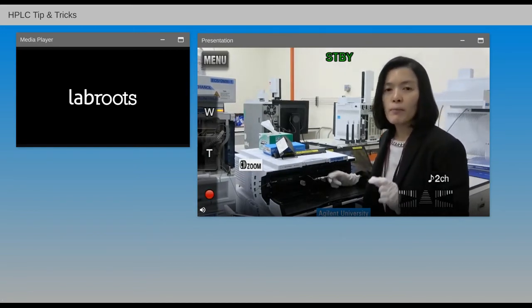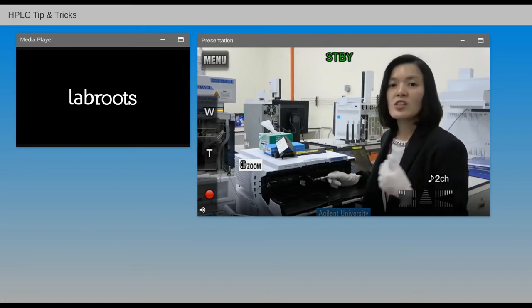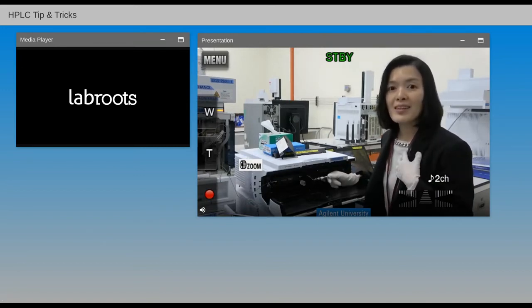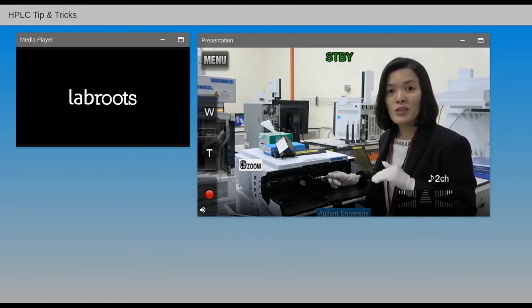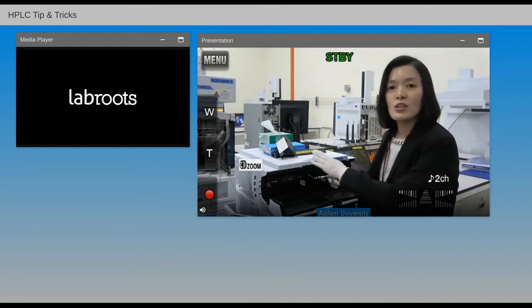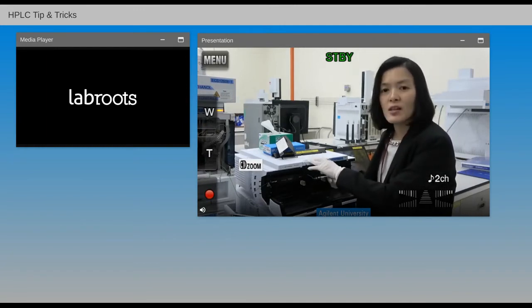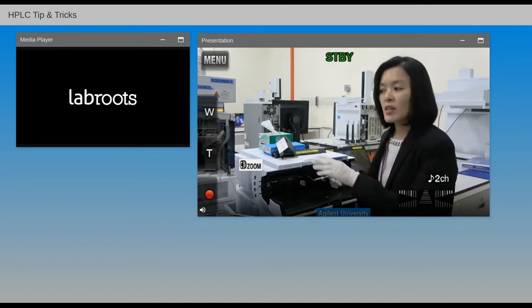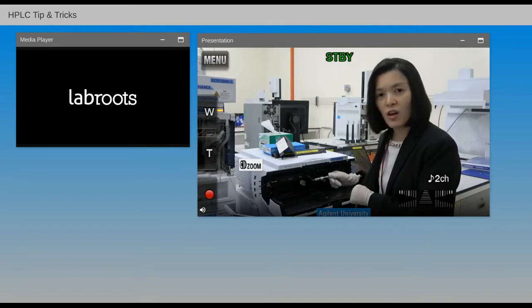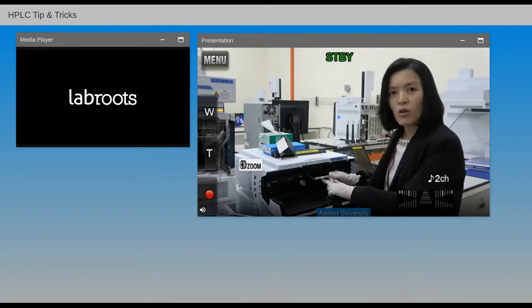Pressure plays a very important part for the instrument, just like blood pressure in our human body. Usually you monitor your blood pressure. You want to make sure that your blood pressure does not exceed a level that is harmful to your health. Similarly, the HPLC system monitors back pressure as well to understand whether the instrument is in good condition or not, or even whether the column is in good condition.